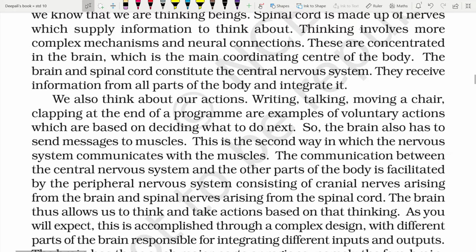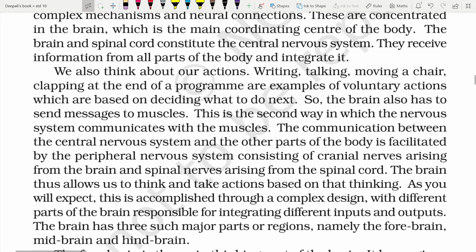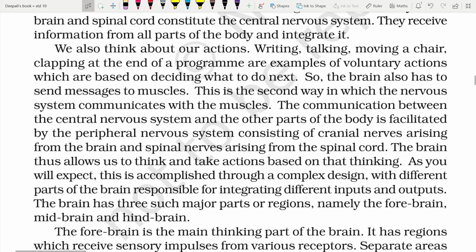We also think about our actions. Writing, talking, moving a chair, clapping at the end of the program are examples of voluntary actions, which are based on deciding what to do next. So the brain also has to send messages to the muscles. That is, two types of actions or two types of controlling system, voluntary control system and involuntary control system, and in the second way, the nerves communicate with the muscles. Communication between the central nervous system and the other parts of the body is facilitated by the peripheral nervous system.